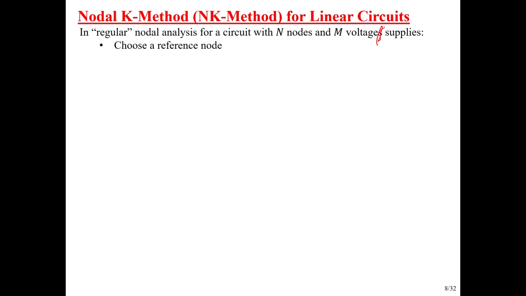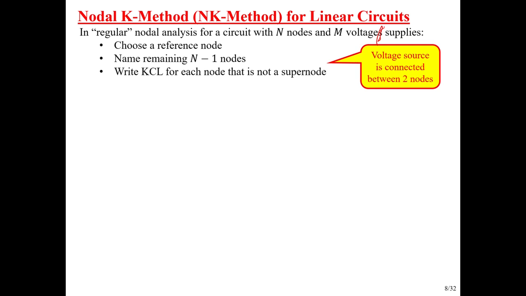So our first job is to choose a reference node. And in audio circuits, that's almost always obvious. They're usually labeled ground, and so we choose that as our reference node. So then there's N-1 nodes left, and we name them just node 1, node 2, or even just 1, 2, 3, all the way up to N-1.